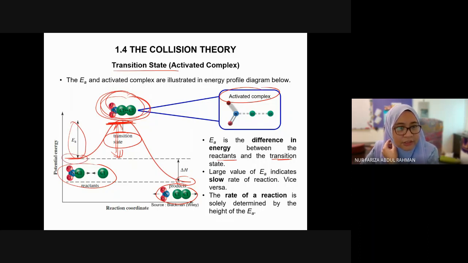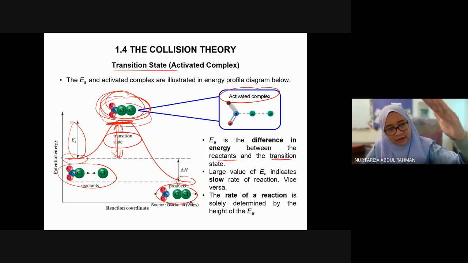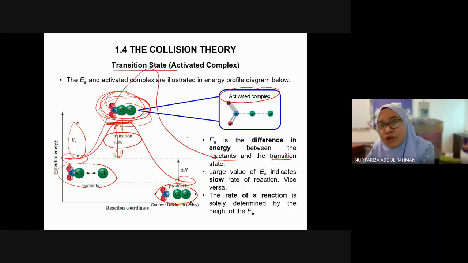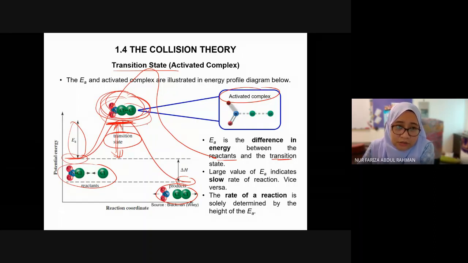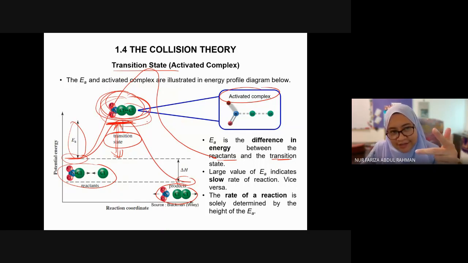From the reactant to the transition state there. A large value of EA indicates a slow rate of reaction and vice versa. So can you imagine, the higher the EA, the more energy is needed to overcome the hill, to overcome the EA. If the hill is high, that means more energy is required in order to overcome the EA. That means fewer molecules will have the energy to overcome this hill. So in terms of rate of reaction, the rate of reaction will be lower. It will be lower because EA, there are two factors: one is orientation. But even if the orientation is correct, if the molecules don't have enough energy to overcome the EA, it's the same, they cannot produce product.